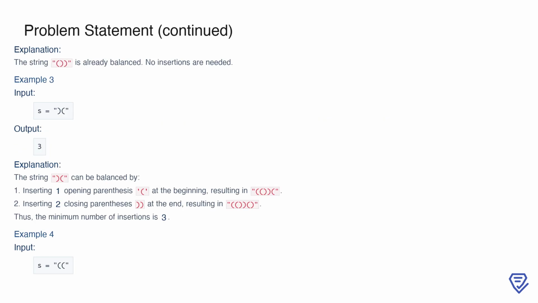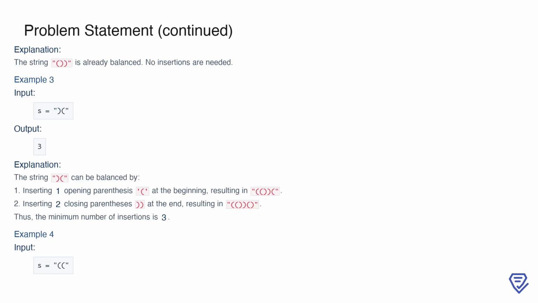Now, consider the second example where the input string is S equals. The output in this case is 0, meaning no insertions are needed. This is because the string is already balanced. The first opening parenthesis is paired with two closing parentheses, and there are no unmatched parentheses in the string.